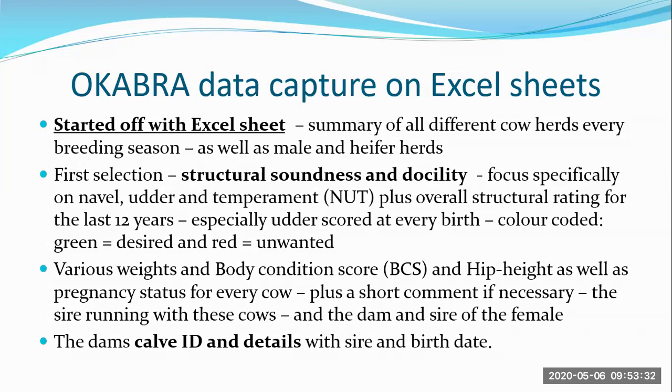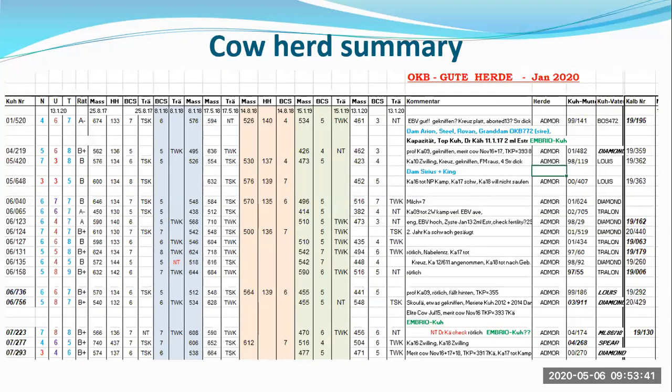The dam and calves' ID are also on that spreadsheet. Here's the spreadsheet. Typically, I've just selected one little portion of one spreadsheet of one cow herd. We call it the good. There are 10, 12 other herds. This goes down to about 30, 40, 50, maybe up to 100 cows. This is just one extract of one cow herd.